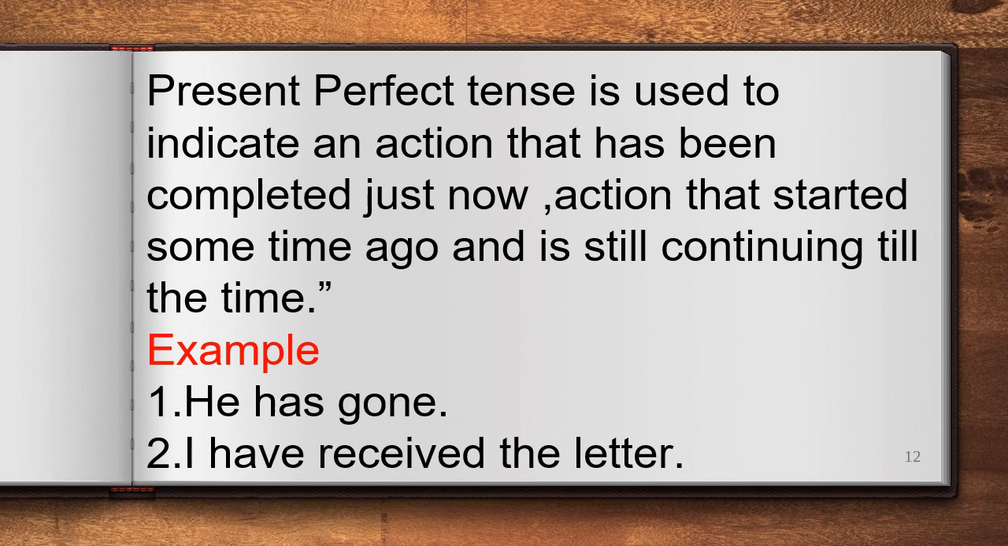So what is the formation of present perfect tense? In this tense we use has or have with verb third form. Has is used with singular subject, whereas have is used with plural subject and I.